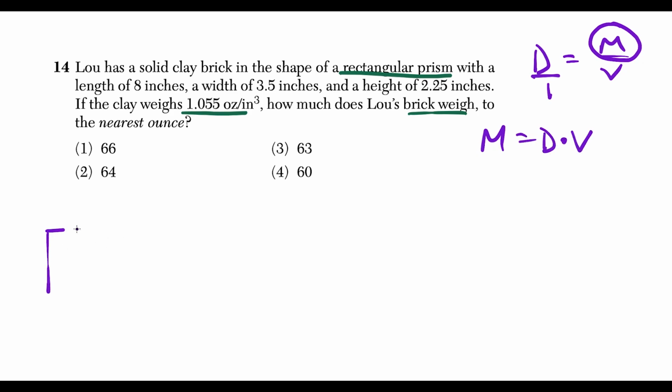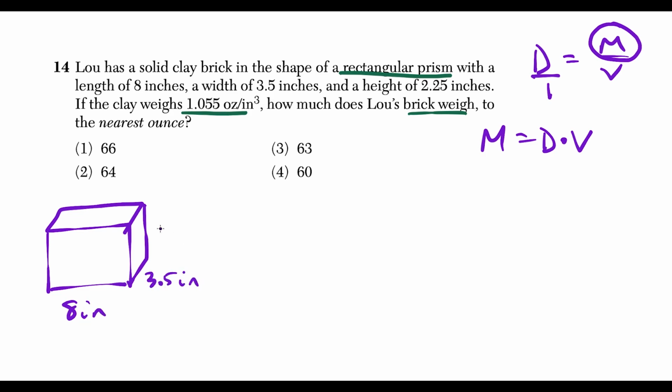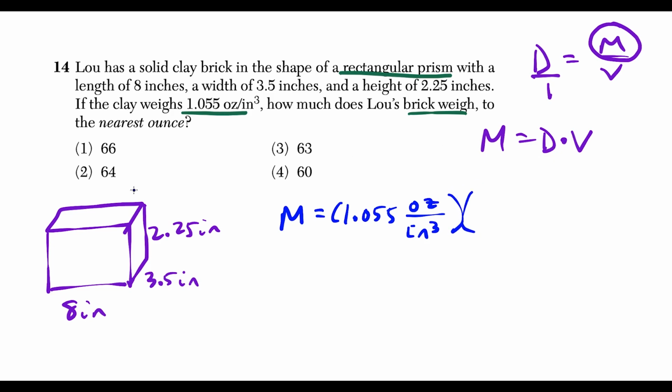So since this brick is in the form of a rectangular prism, we have to use the dimensions to help us find the volume. So the length is 8 inches, the width is 3.5 inches, and the height is 2.25 inches. So what we have here is that the mass, or the weight of this brick, is equal to the density, which is 1.055 ounces per cubic inch, and we're going to multiply by the volume. But the volume of a rectangular prism is equal to the length times width times height. So now we just multiply that stuff together. We have the length times the width, and then we're multiplying by the height.